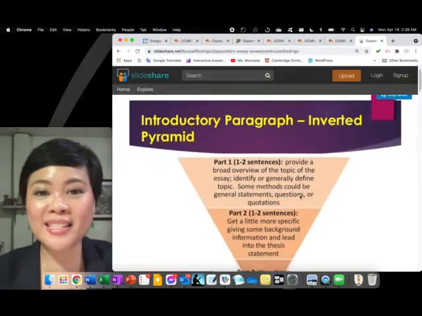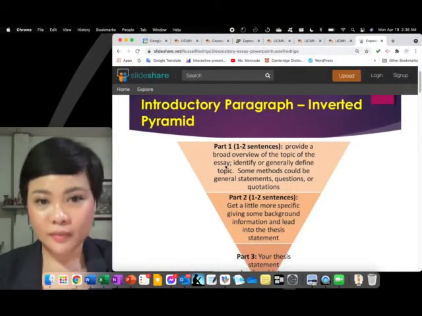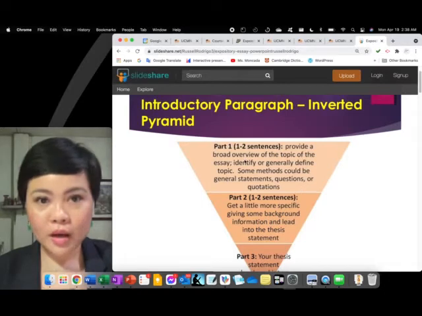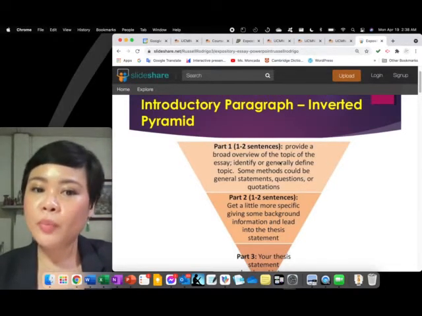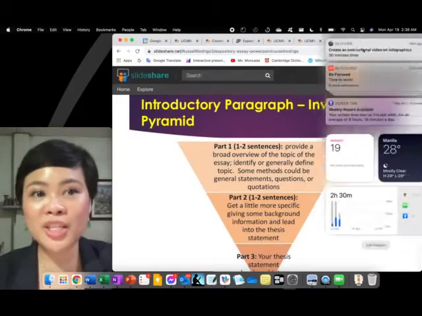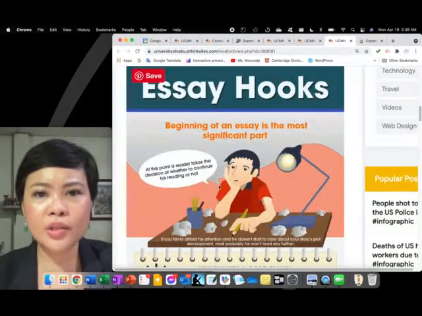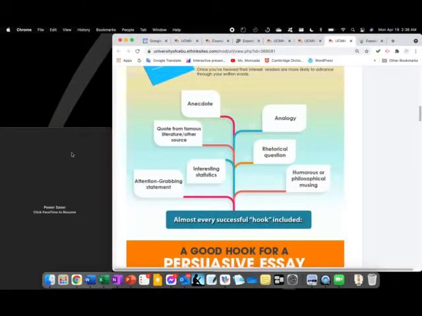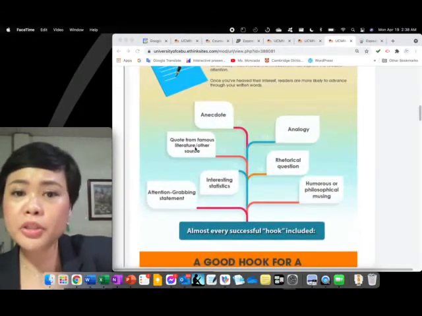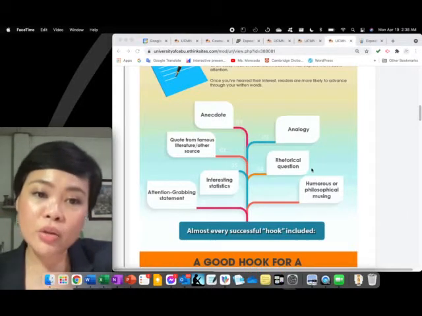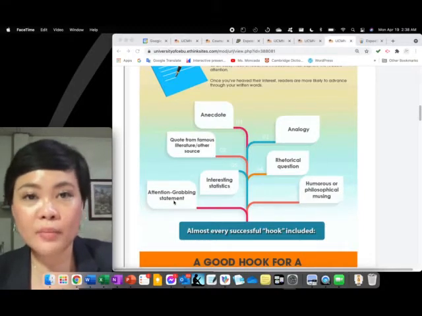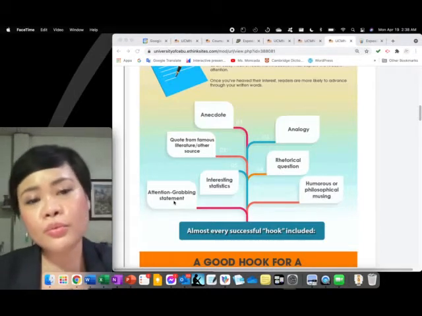Okay, so this is the sample that I was talking about earlier. This is for the introductory paragraph. So you start with a broad overview of the topic of the essay. For this part, you will make use of the hook, because you can use either a general statement, question, or a quotation. So let's talk about the hook. What are the common essay hooks? You have anecdote, analogy, quotes from famous people, from literature or other sources. You can use rhetorical questions, interesting statistics, humorous or philosophical musings, or an attention-grabbing statement. It's up to you which one you prefer.